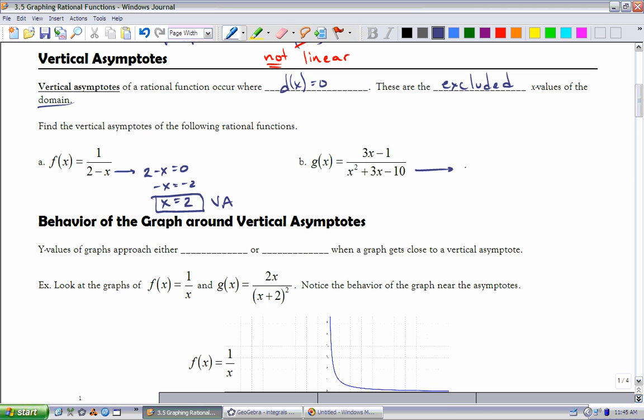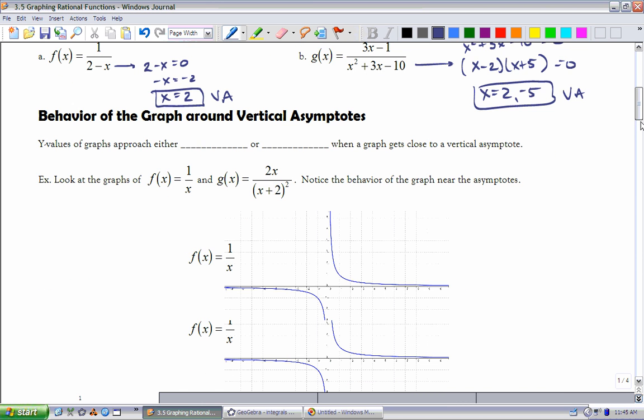On the second one here, again, we're going to set the denominator, x squared plus 3x minus 10, equal to 0, and we can factor this denominator to solve. So we get (x minus 2)(x plus 5). So this one's actually going to have 2 vertical asymptotes at those 2 spots.